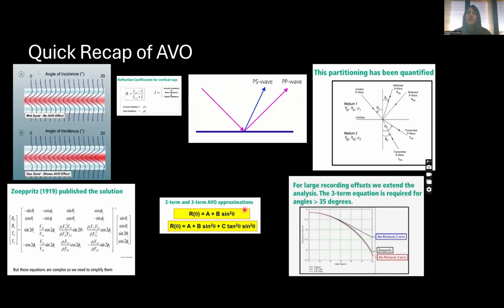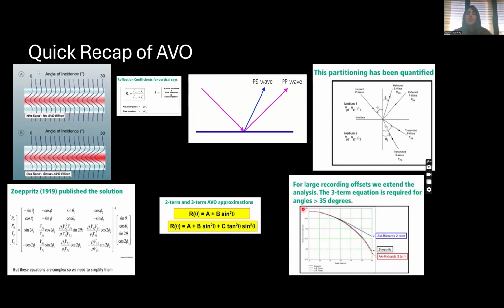But why do we need that? If you look at this chart right over here, you see how the two-term follows it till an angle of 35, something in between 35 and 40, and then it goes its own way. What we want is to follow the Zoeppritz equation. So for higher angles, we prefer the three-term equation because it has the factor of curvature in it, which follows the Zoeppritz equation. This is the kind of trend you're looking for in AVO: you have your background trend, your wet sand, and the oil would go further away, and then the gas will go further away. It looks kind of like the density difference, right?